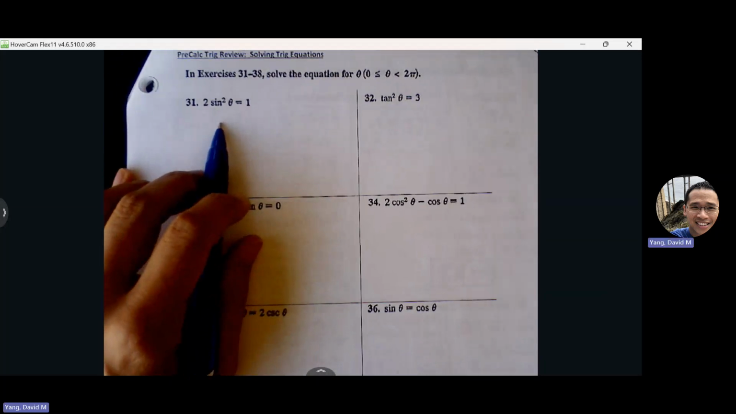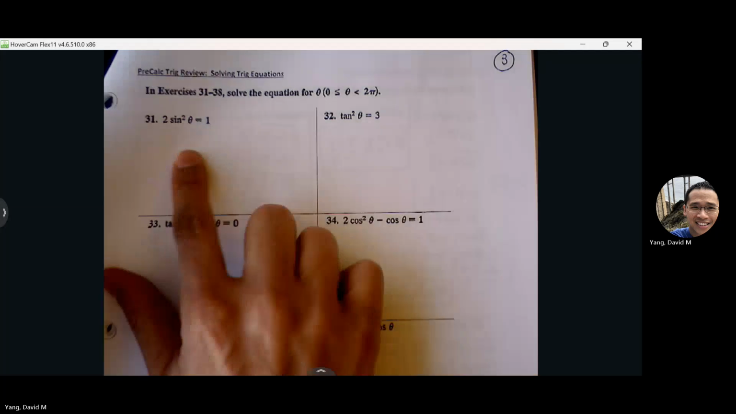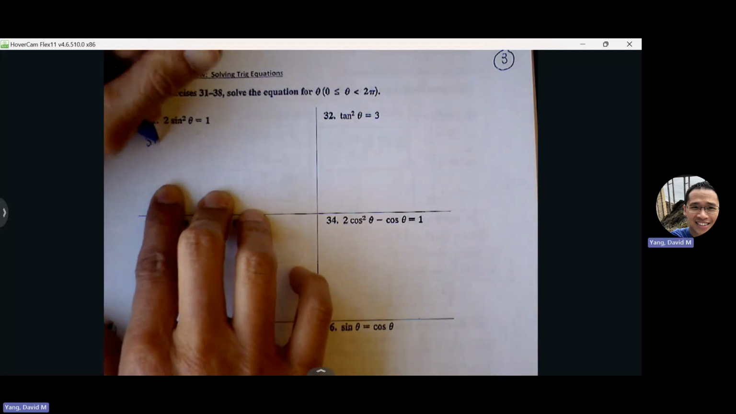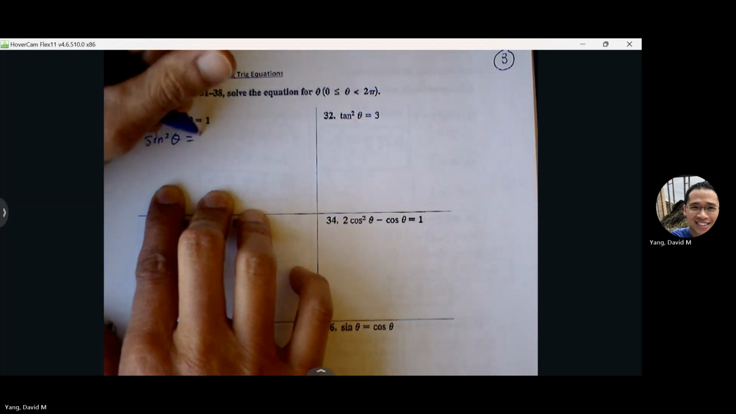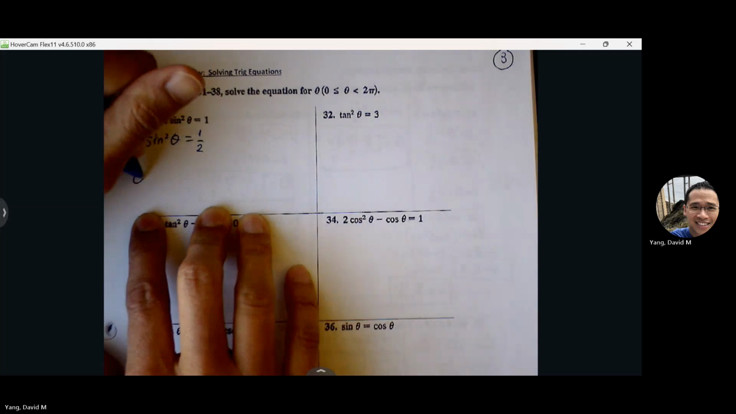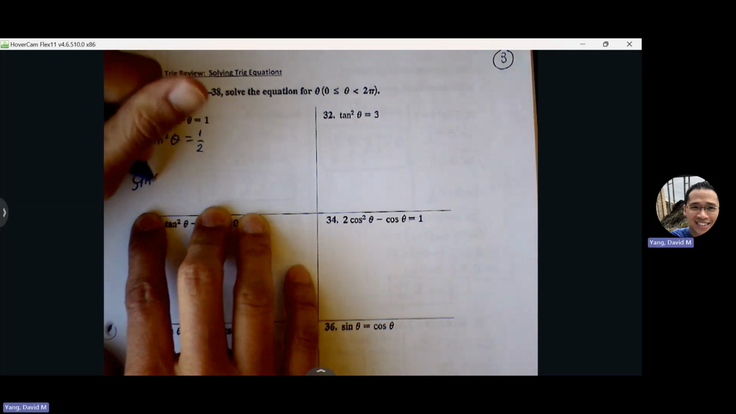All right, so starting off with 31. Just trying to get sine squared by itself. Take the square root.